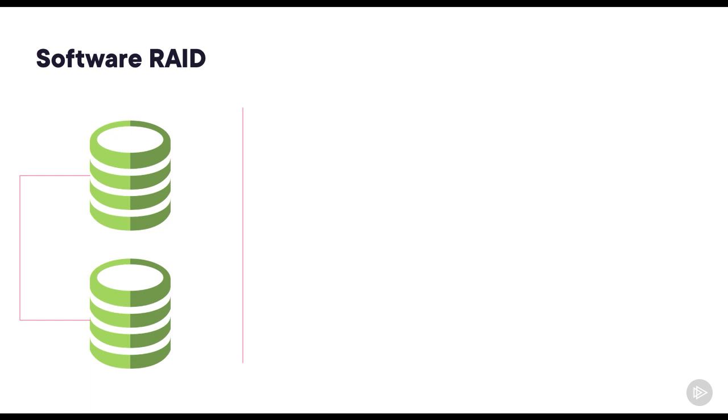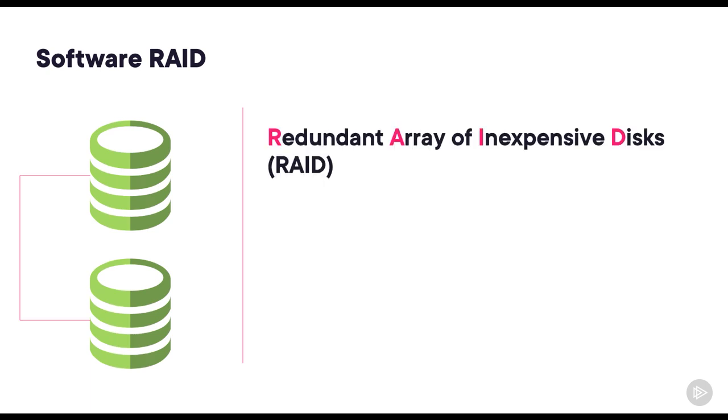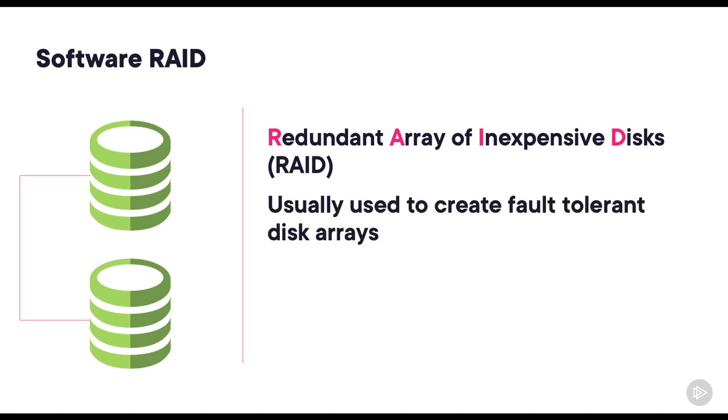Now, there are many ways that we can look at software RAID, redundancy for our disk, within Linux. We can do it with LVM, but commonly we can also do it with multi-disk administration. So RAID is our redundant array of inexpensive disks. It's usually used to create fault-tolerant disk arrays, but doesn't have to be.